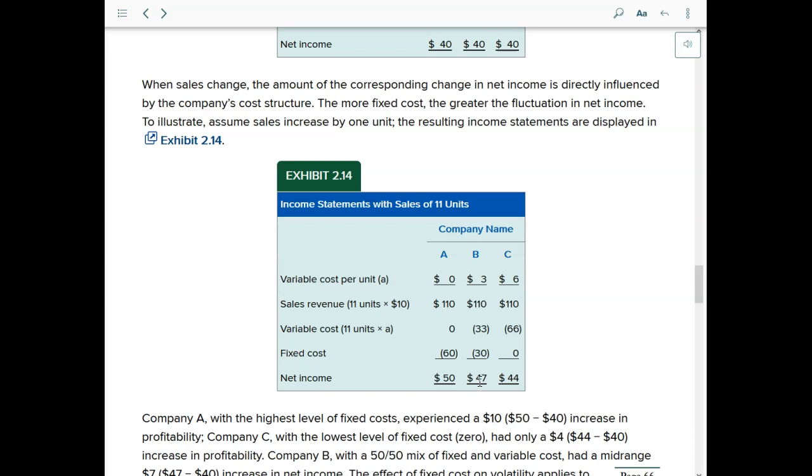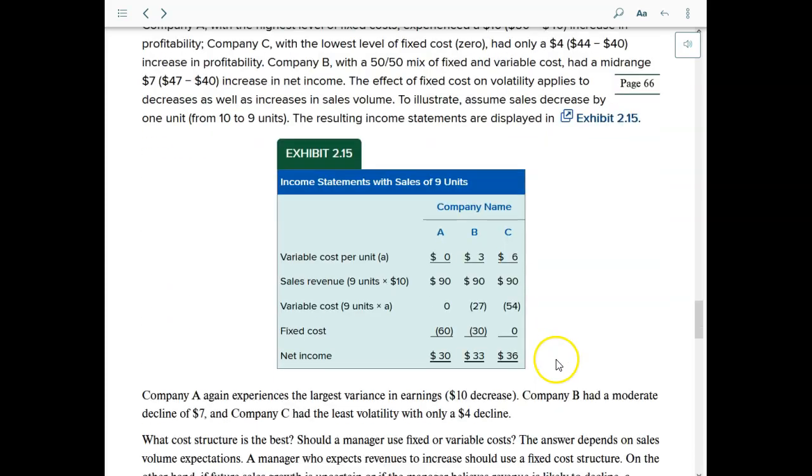Let's look and see what happens when we don't have any fixed cost again. $6 variable cost per unit times 11, 66. Subtract $44. So again, you have more variable cost as you go across, less fixed cost. There's less risk with C, but there's less reward also if things go well. Let's see what happens when things go the other way. Let's drop a unit. So now everyone has sold 9 units, $90 revenue all the way across. No variable cost for A. Still have 60 to cover. We're at 30.